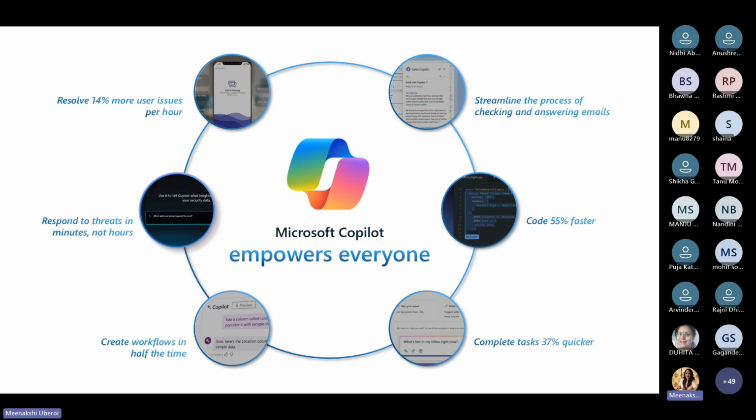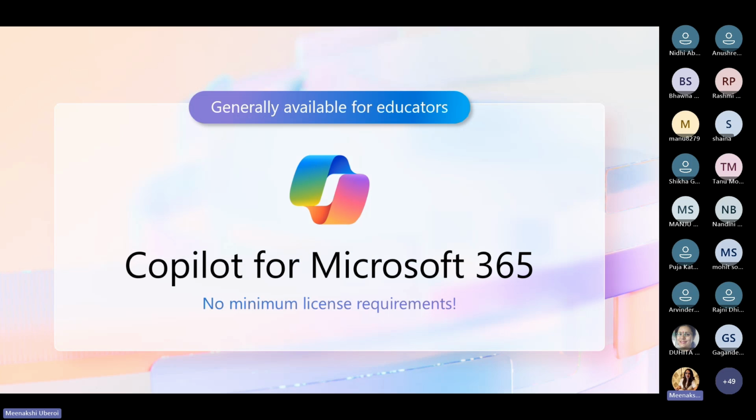How can you find it? Microsoft Copilot is generally available for educators. There are no minimum licenses required. In fact, you can just go to copilot.microsoft.com and log in with your personal ID. You need an Outlook or a Hotmail ID to log in. Don't have one, just create one.